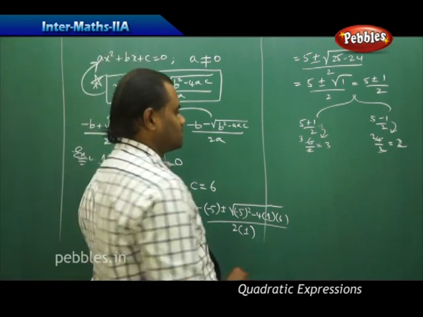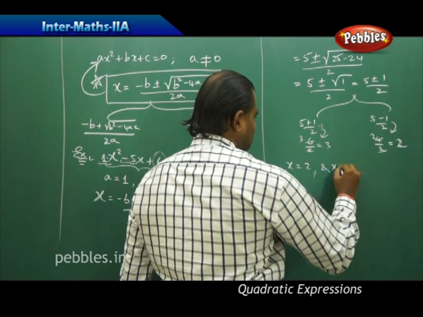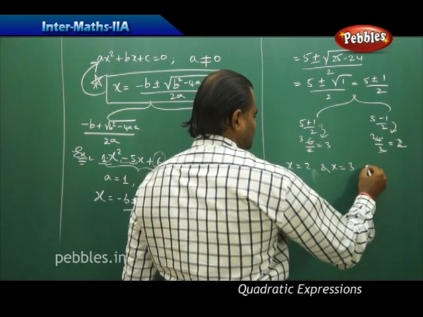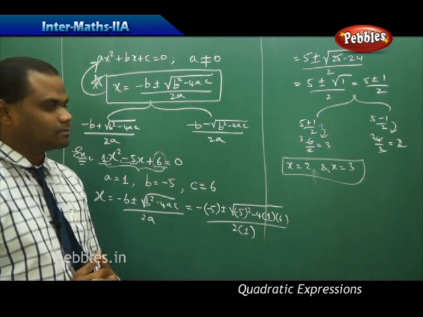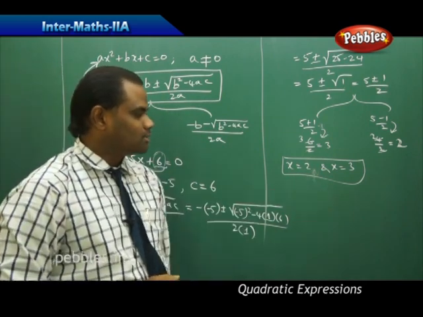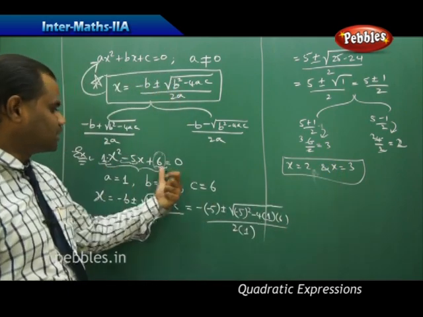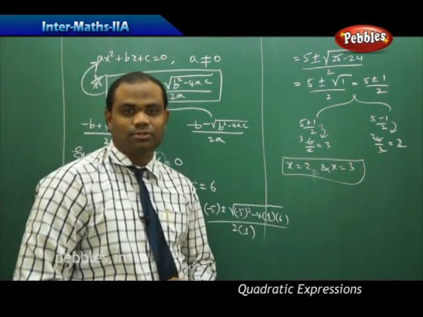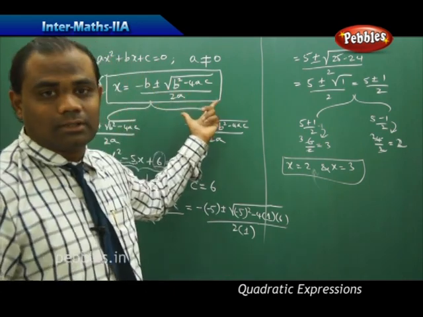Therefore, I identify x equal to 2 and x equal to 3 as the roots of the given quadratic equation. So x equal to 2 and x equal to 3 are the roots for the given quadratic equation x squared minus 5x plus 6 equal to 0, is how I derive the roots using the formula, the basic formula.